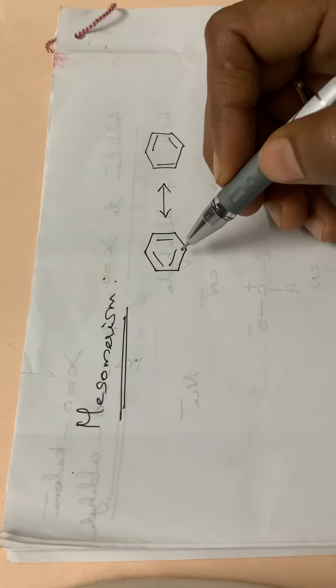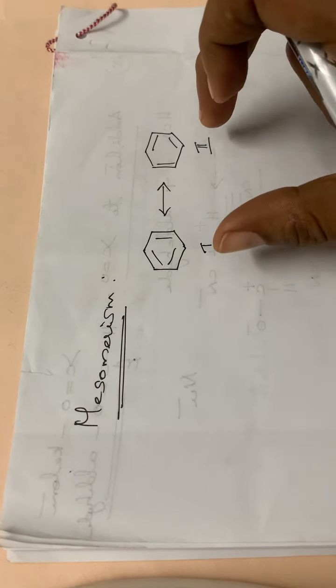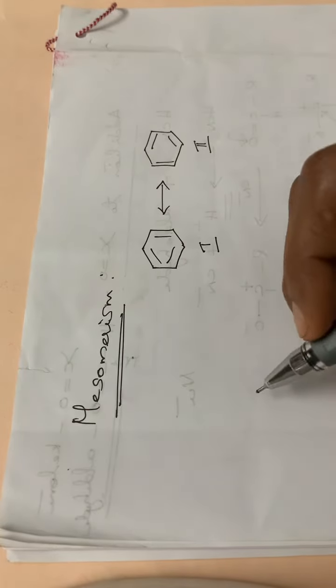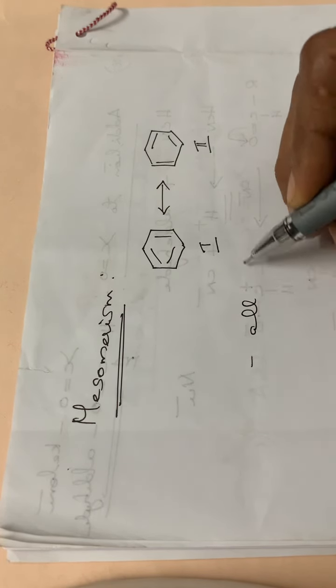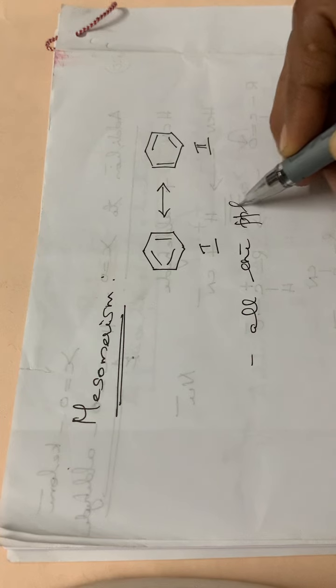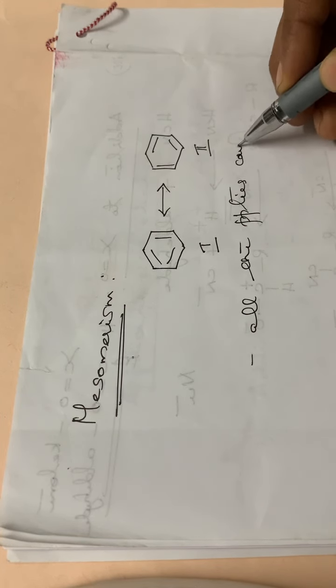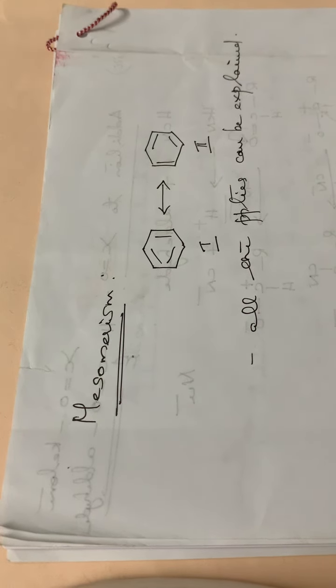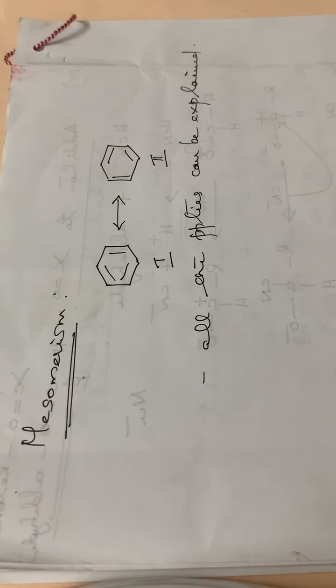That is, benzene can be represented by either structure 1 or by structure 2. Both the structures are the same. Or we can say that by using these two structures, all the properties of benzene can be explained completely. Okay, so that is the first point to be noted down.